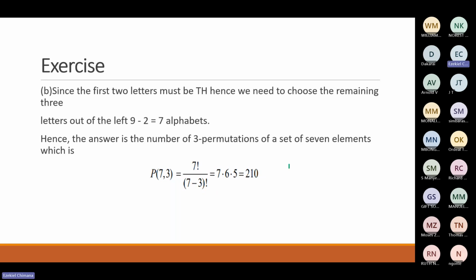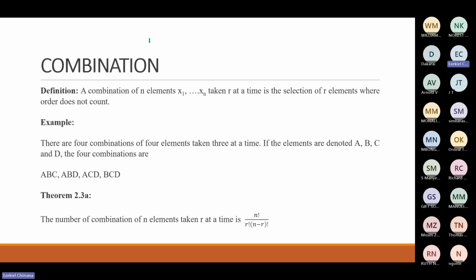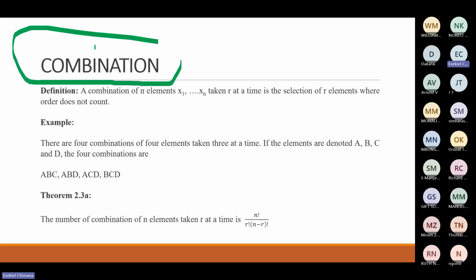Okay. So let me talk about the combination. Let's look at the combinations. A combination of n elements x1 up to xn taken r at a time is the selection of r elements where order does not count. So here order does not count. So there are 4 combinations of 4 elements taken 3 at a time if the elements are denoted A, B, C, and D. The 4 combinations are ABC, ABD, ACD, and BCD.